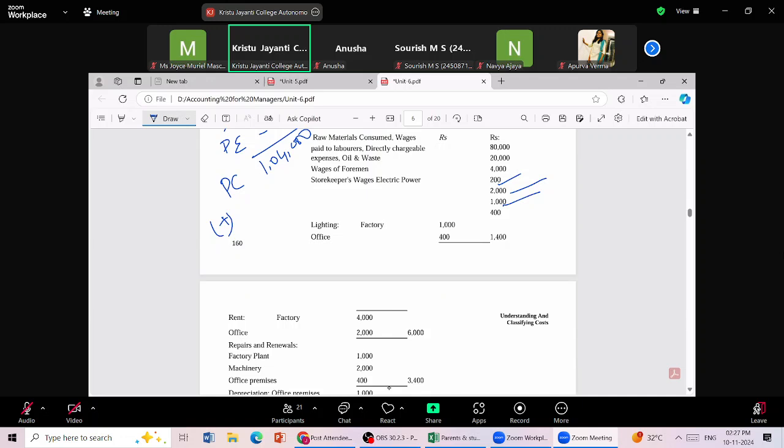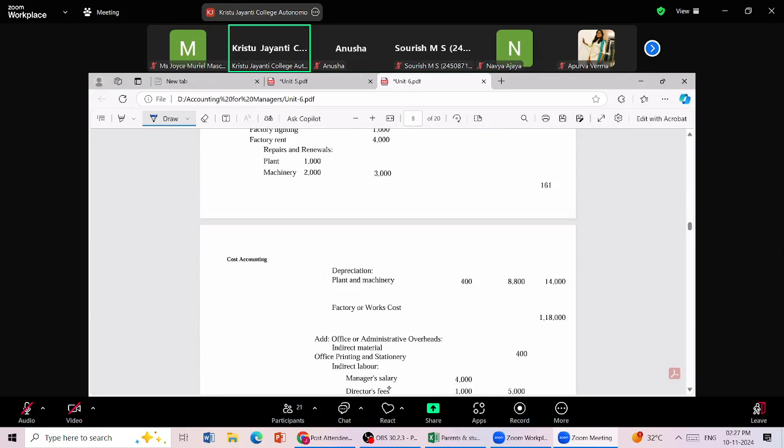So what consumable store, this is added. Then lighting of factory 1,400. So that also you can add. This is not of office, only on the factory you can add. So that is factory expense. Rent of the factory you can add, that is around 4,000 rupee. That is factory. Anything with the office will come in administrative expenses. So those things you can add.